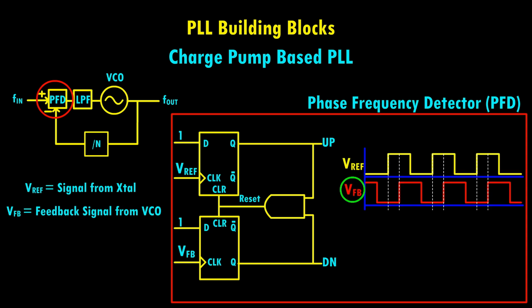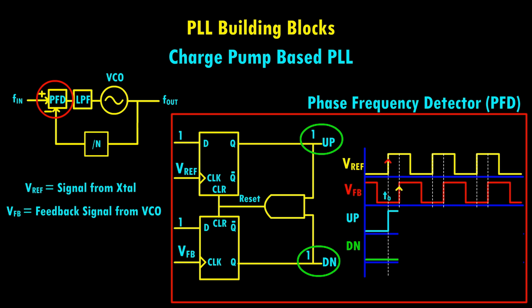Suppose VFB has a phase difference relative to Vref, as shown in the timing diagram. At time t0, when the rising edge of the Vref clock arrives, the logic 1 at the D input of the flip-flop is transferred to its output, causing the up signal to transition from 0 to 1. Now when the rising edge of the VFB signal occurs, it causes the output of flip-flop 2 to go high, setting the down signal to 1. At this point, both up and down are at logic 1.